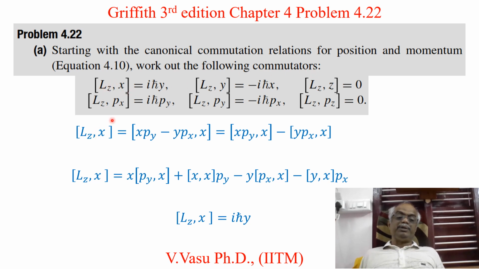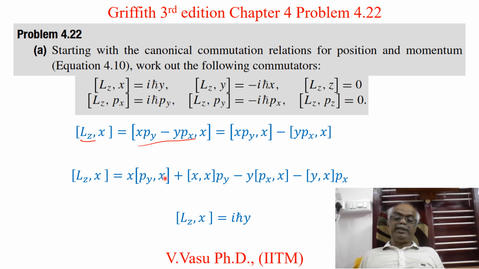First you take the first one, computation of Lz with x. By definition, we know Lz is equal to xpy minus ypx. This is by definition Lz. And with x, we can split this into two commutators. That is first term [xpy, x], here you have minus, [ypx, x].